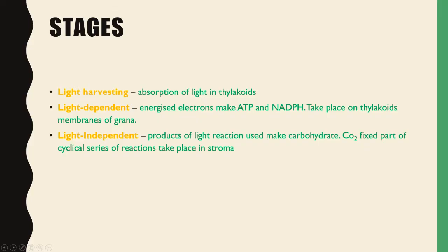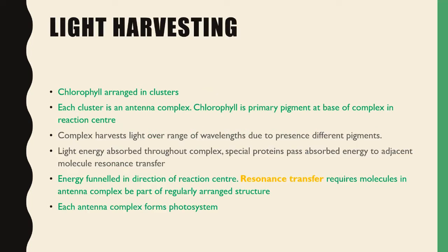So, like I said, there's three different stages. The light harvesting stage, which is the absorption of light in the thylakoids. The light dependent stage, which is when energized electrons make ATP and NADPH, and this takes place in the thylakoid membranes of the grana. You then have the light independent stage, where the products of the light dependent reaction are used to make carbohydrates, and carbon dioxide is fixed as part of a cyclical series of reactions that take place in the stroma. So let's go through light harvesting then.